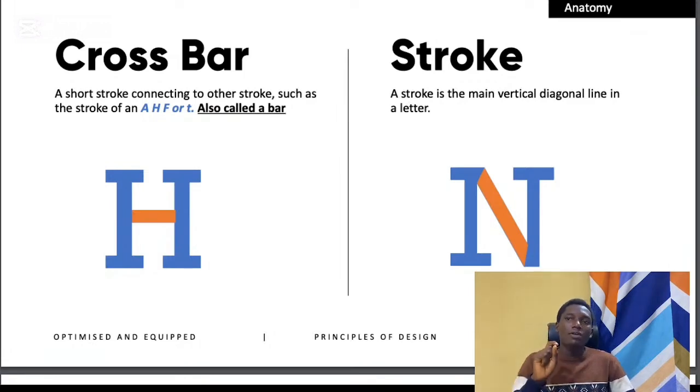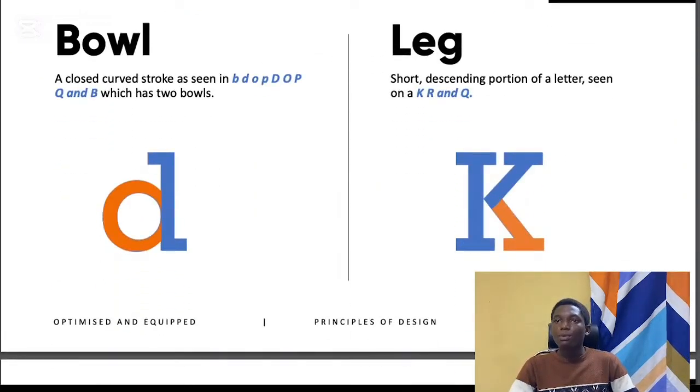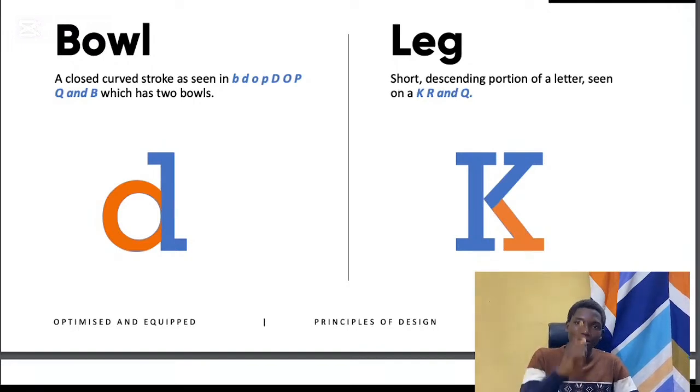Then also the crossbar is for the specific horizontal alphabet, and a stroke is for specific vertical and diagonal lines. They are not really important, but you need to understand and know them, like the bowl and leg, which is just for the short descending portion of a letter seen on K, R and Q. These are letters that are not straight like this, they are descending in a slanted form.